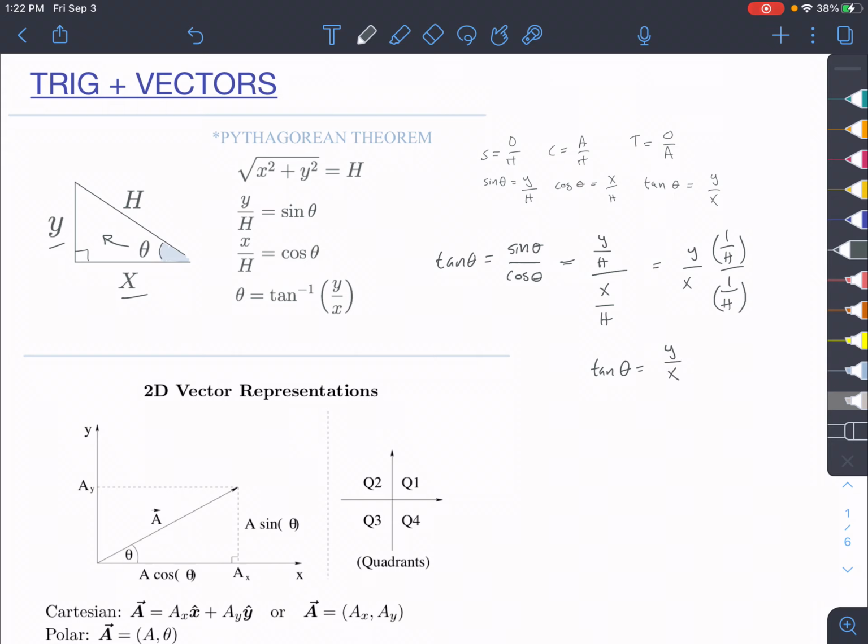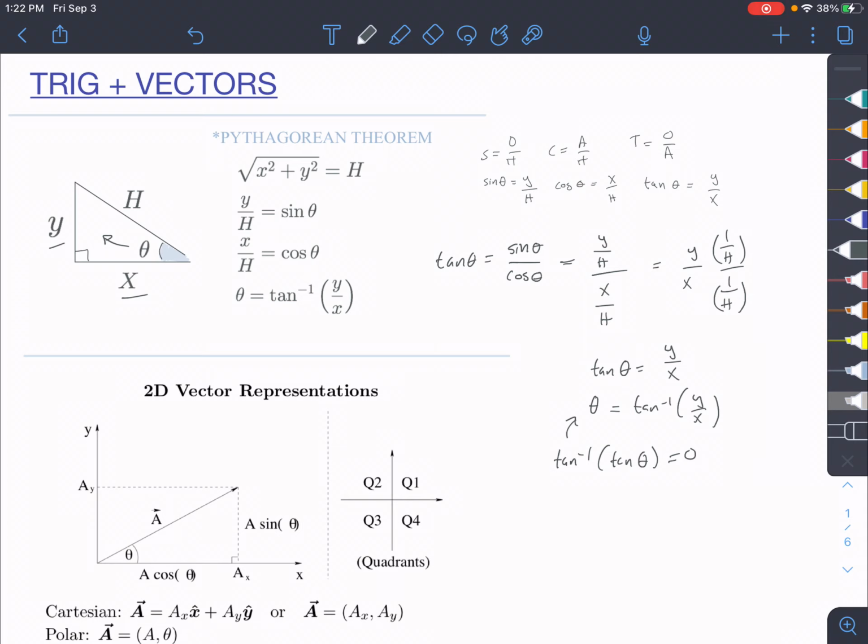So we want to find the angle. To find the angle, we have to take the inverse tangent of both sides. So we're going to end up with theta, right? Because tangent to the negative 1 of tangent of theta is equal to theta. And then on this side, we're going to end up with tangent to the negative 1 of y over x, and that's going to give us our final angle.